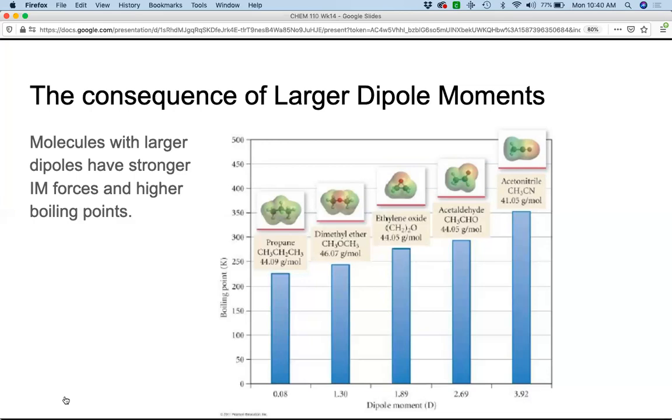So we have to be really careful. Just because something has the larger molar mass doesn't mean that it's always going to have the greater boiling point. It really actually depends on whether or not there's a difference in electronegativity.